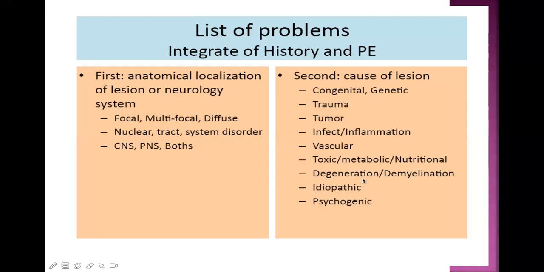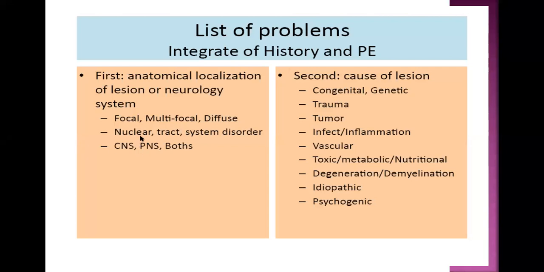For that, first of all, we need to ask the question: where is the anatomical localization of the lesion in the nervous system? Where exactly is the lesion? What type of lesion is this? Is it a focal lesion? Is it multifocal or diffuse? Focal means localized to one area only. Multifocal means more than one. Diffuse means most of the central nervous system is affected.